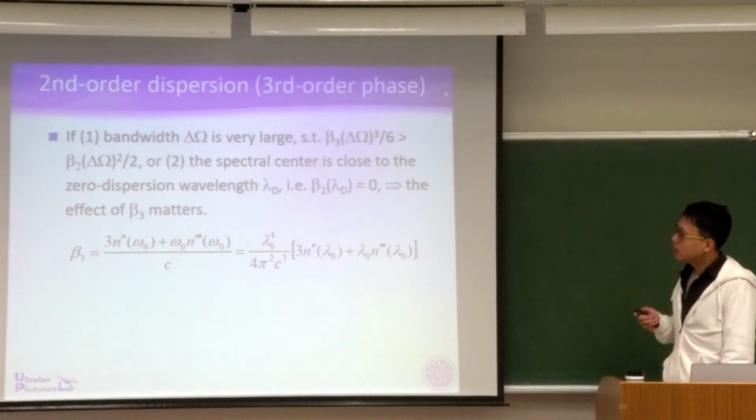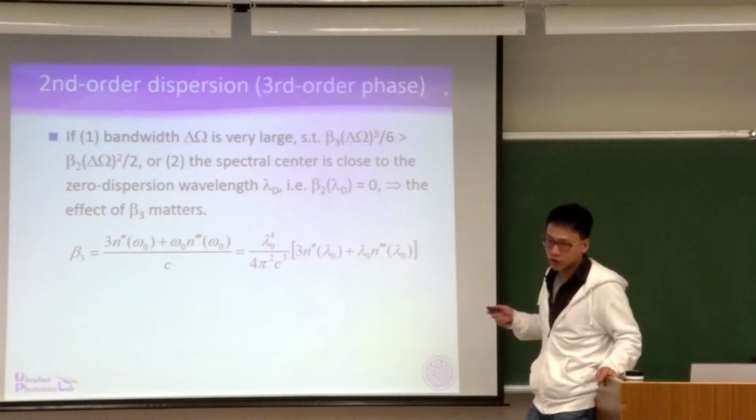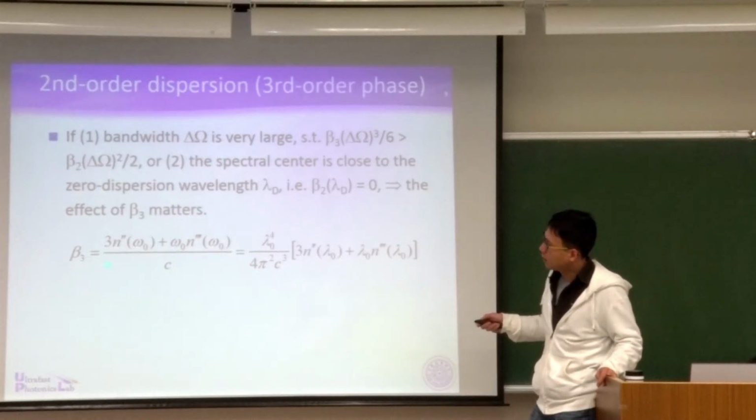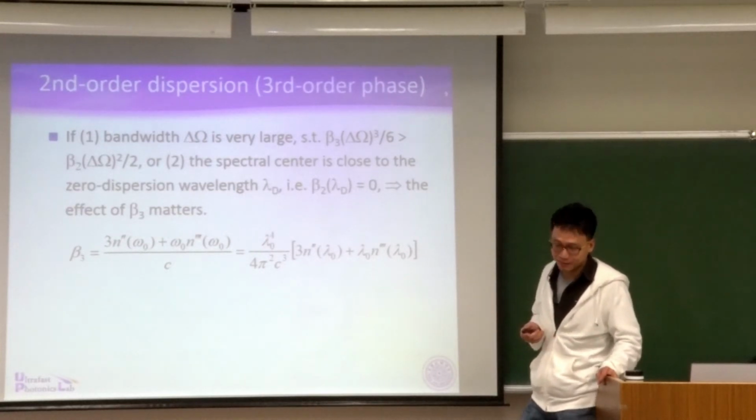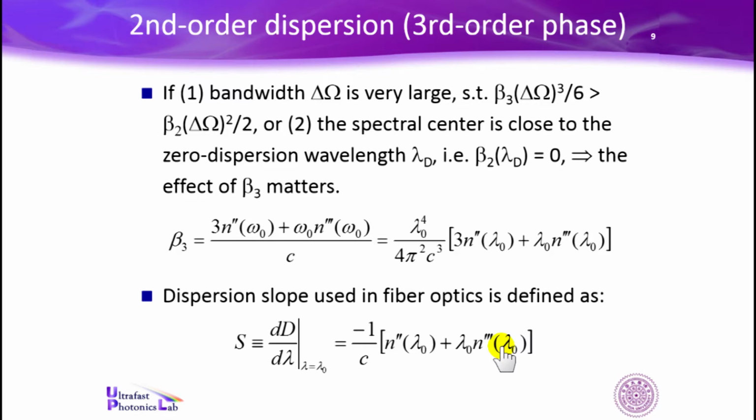So we need to derive the formulas. This is the formula for beta 3, okay, in terms of variable omega or in terms of variable lambda. Okay. I skip the intermediate steps. You can just follow the same strategy.